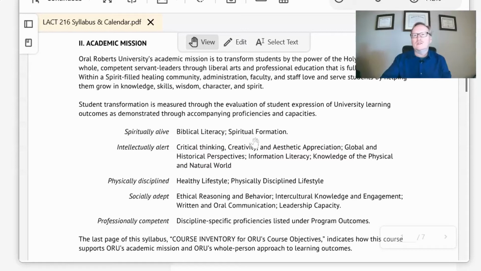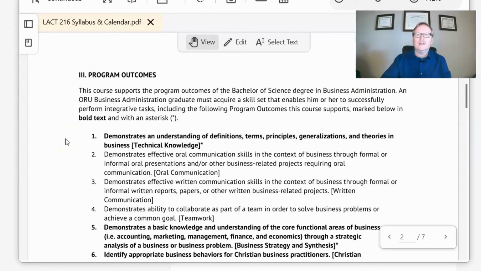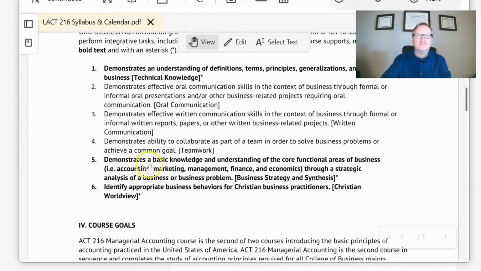So you can learn all there is to know about business and accounting, and maybe you become rich and successful someday. But real success comes from your relationship with the Lord, and that's been my position my whole life, and God has blessed me more than I can tell you. Okay, so program outcomes. This is for your Bachelor of Science in Business Administration, talking specifically about this.